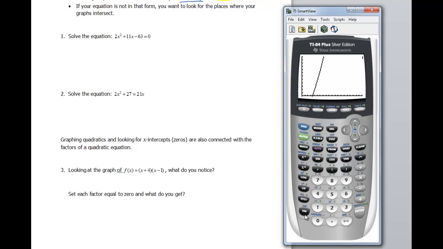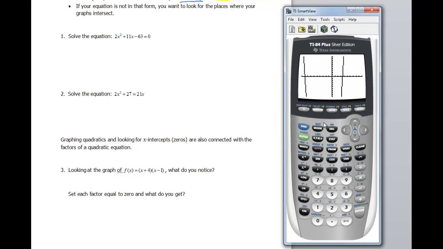Oops, we're going to have to fix our window for sure. It doesn't look much like a parabola to me. So let's do a zoom and let's start with number 6, our standard window. All right, that's looking more parabola-like. We can't see the vertex, but that's probably down here.